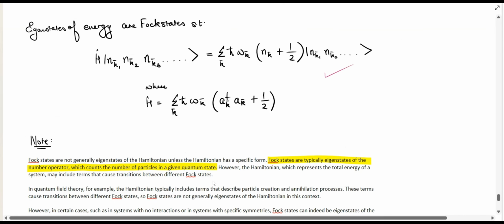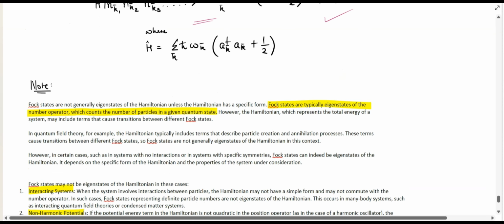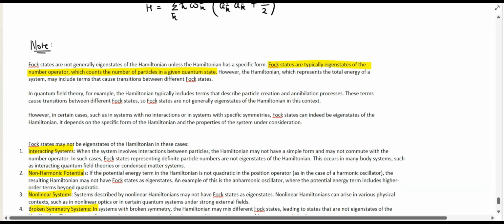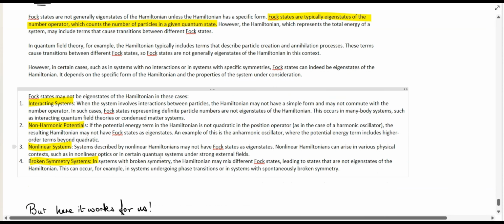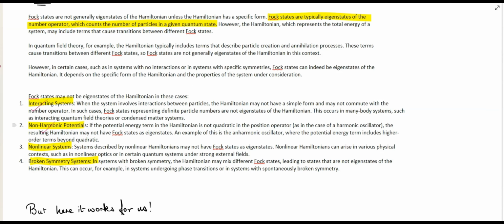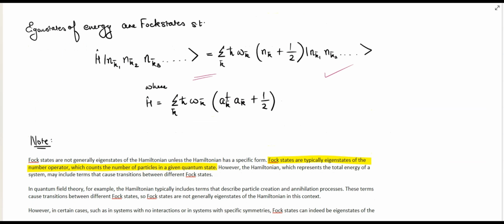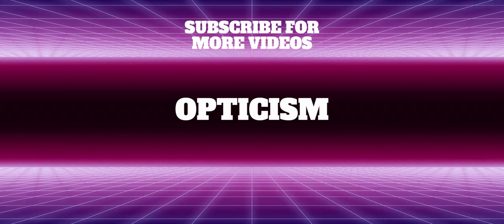Now you see that these Fock states are eigenstates of the energy according to this expression. But however, in general, Fock states are not eigenstates of the Hamiltonian, but they are eigenstates of the number operator. We had seen what are number operators earlier when we were studying the quantum harmonic oscillator. There are instances when these Fock states are not the eigenstates of the Hamiltonian or the energy operator. They can happen when we have these kind of conditions. But for this continuous variable quantum computing architecture, or the physics behind it, we will confine ourselves with these kind of systems and not complicate things.